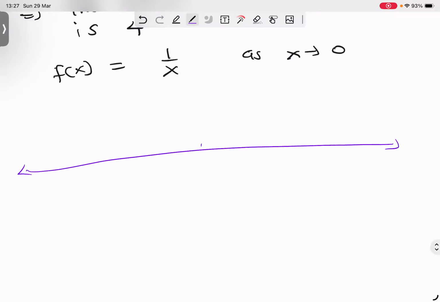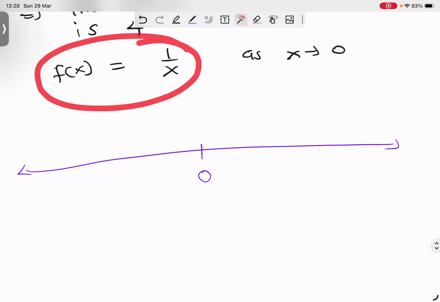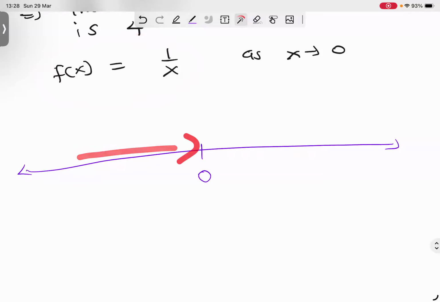So if I have the number line and I have 0 here, x can approach 0 from the positive infinity direction. X can also approach 0 from the negative infinity direction. Meaning we are going to evaluate what f of x is as x gets closer and closer to 0, not x specifically being equal to 0, but as x approaches 0.